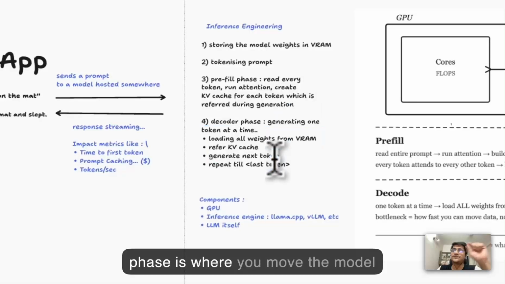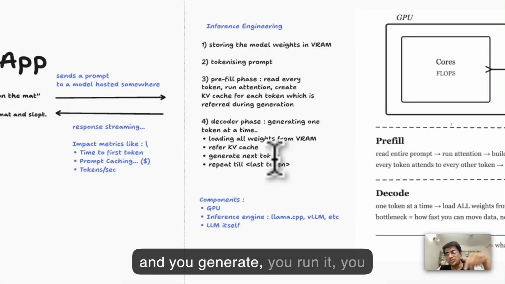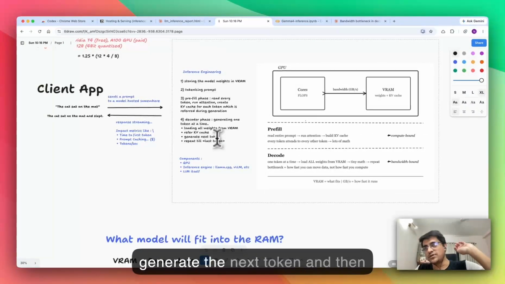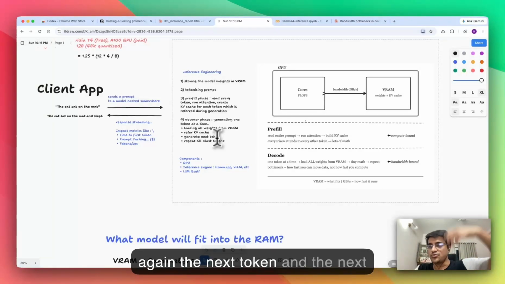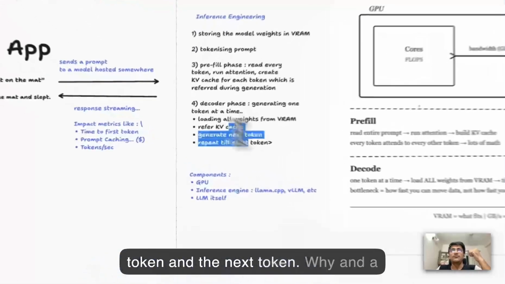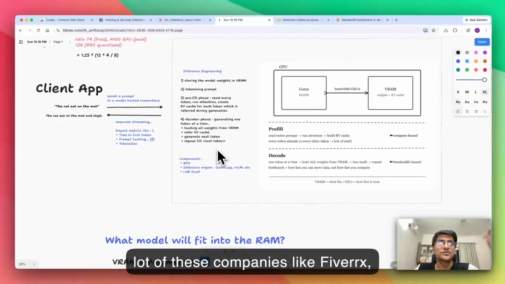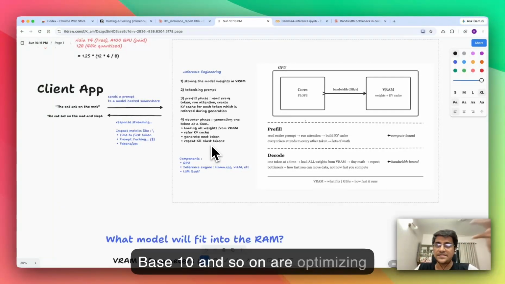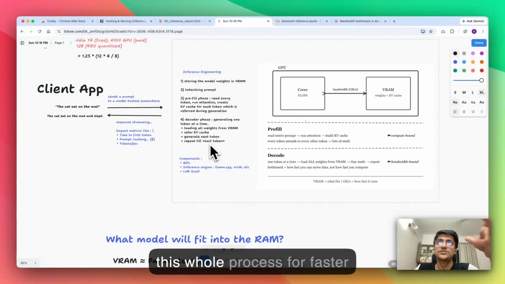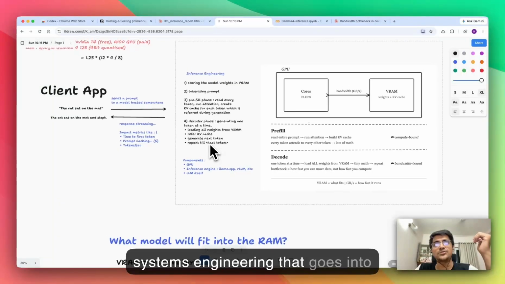And the decode phase is where you move the model and you run it, you generate the next token, and then you save it in the cache, and then again the next token and the next token and the next token. And a lot of these companies like Fireworks, Base 10 and so on are optimizing this whole process for faster inference and for production workloads, and there's a lot of systems engineering that goes into it.